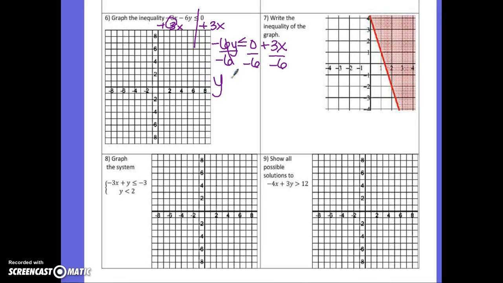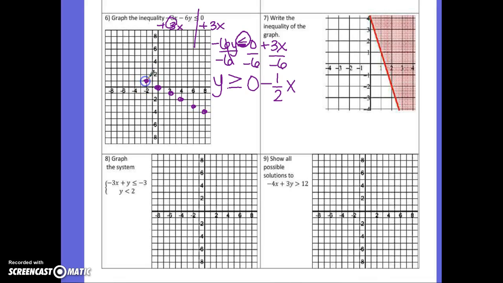When I divide by a negative, my inequality sign flips over. Make sure you remember that. 0 divided by negative 6 is 0. And positive 3 over negative 6 leaves us with a negative, and 3 over 6 reduces to 1 over 2. So we're going to start at 0 and go down 1 over 2.